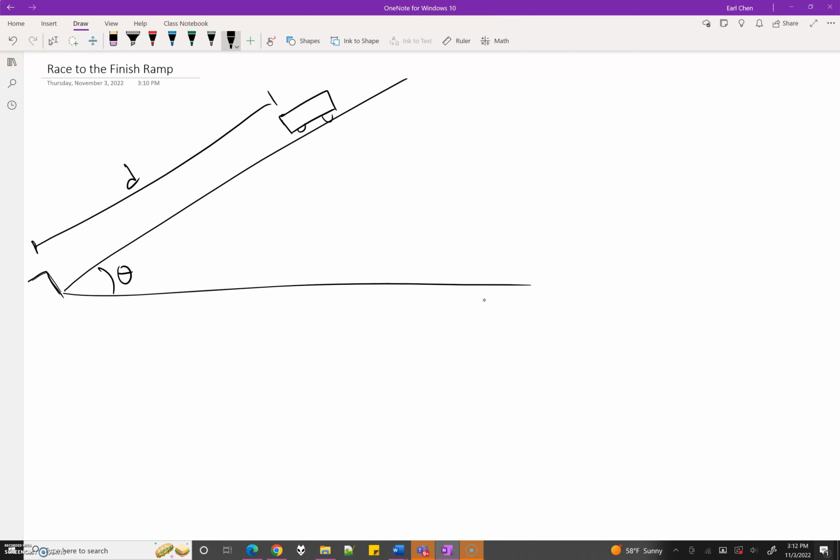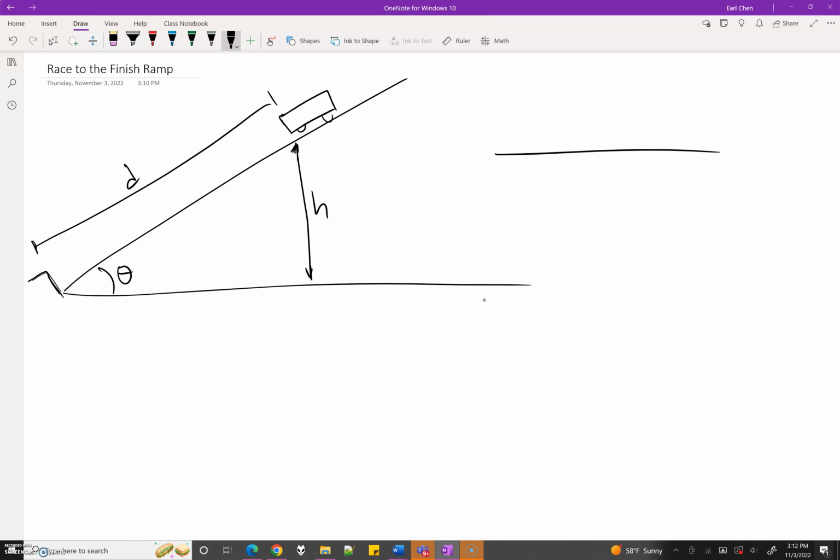We also have our starting height h, and this is going to be different from the starting distance d, okay? But you see that I've drawn a triangle where d is the hypotenuse, h is the height, so it's one of the legs, and then theta here is the angle of incline.